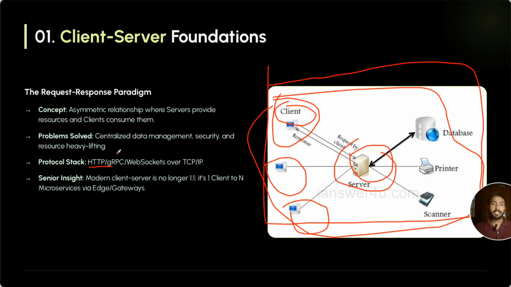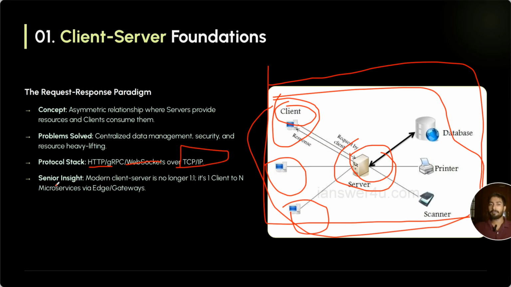Like the client will establish a connection to the server, and then the server will continuously send responses to the client. Then it can be TCP/IP protocols. So these are all the ways we establish a connection between client and server, and all the communication happens between them. So this is all about client server architecture, and why we need to understand it.